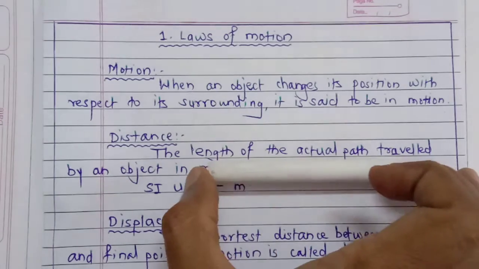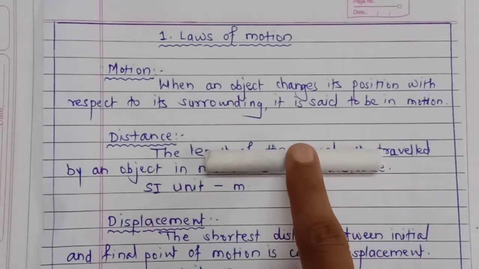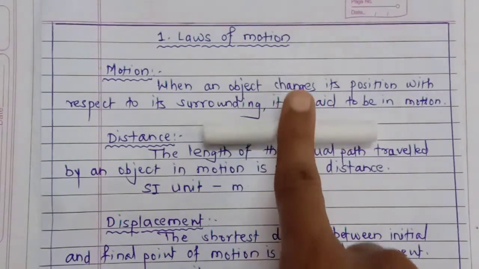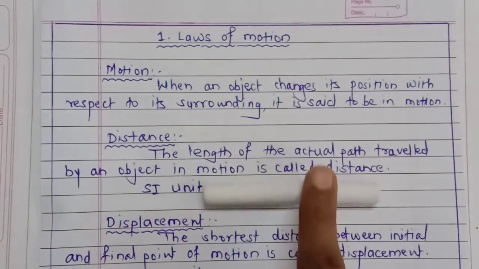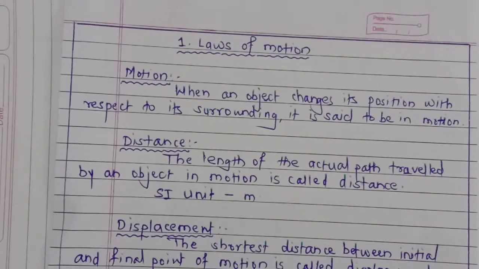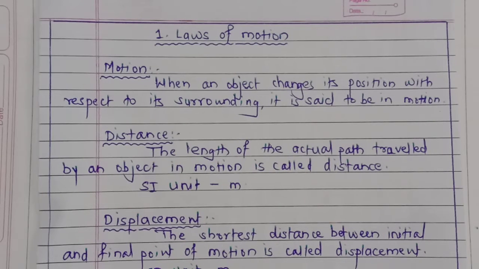Let us understand this one. Suppose this is any object. Now it is not moving, which means it's stationary. When some force is applied on it, it starts to move. So when an object changes its position with respect to its surrounding, then it is said to be in motion. When any object moves, it covers some path, maybe along a straight line.